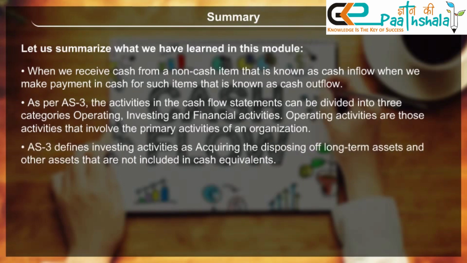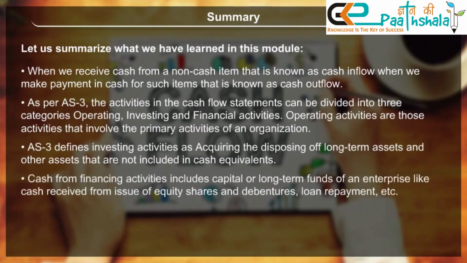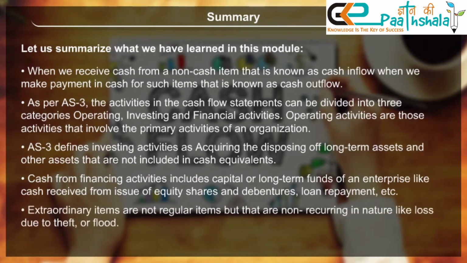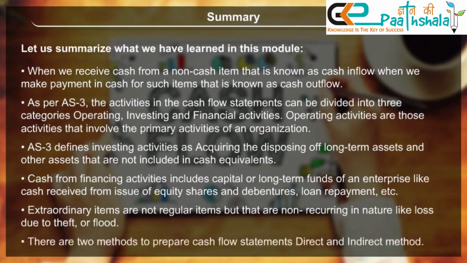AS3 defines investing activities as acquiring and disposing of long-term assets and other assets that are not included in cash equivalents. Cash from financing activities includes capital or long-term funds of an enterprise, like cash received from issue of equity shares and debentures, loan repayment, etc. Extraordinary items are not regular items, but are non-recurring in nature, like loss due to theft or flood. There are 2 methods to prepare cash flow statements: direct and indirect method.